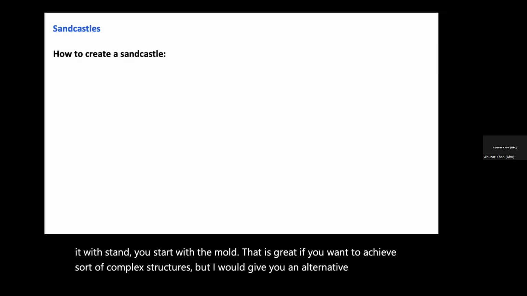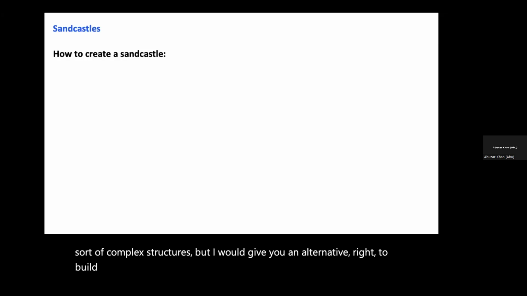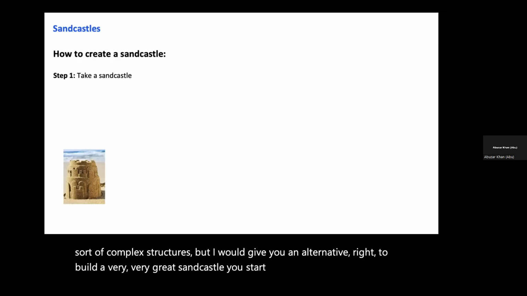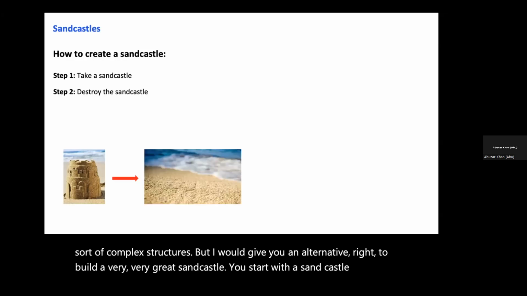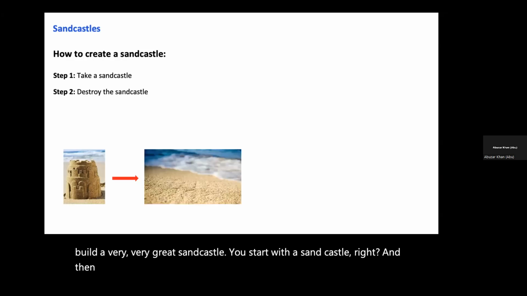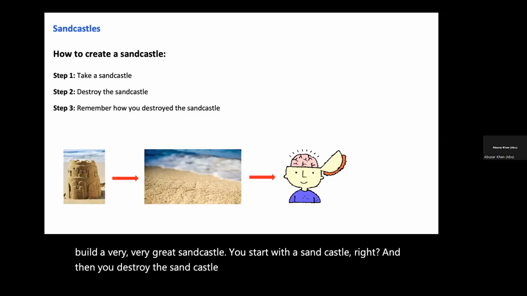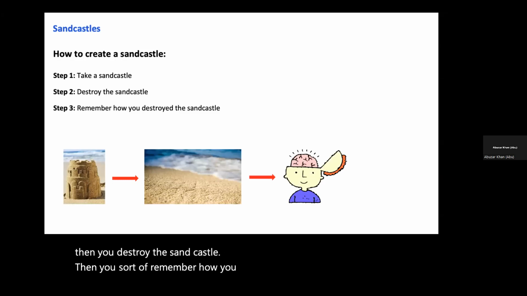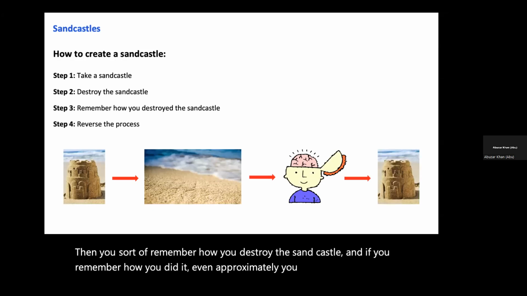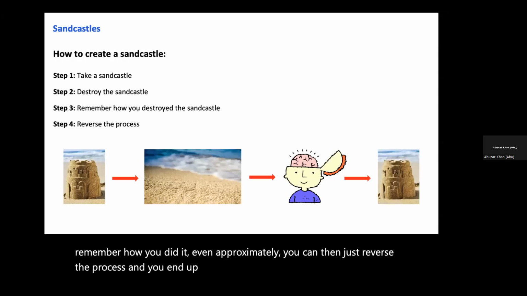To build a very, very great sandcastle, you start with a sandcastle, right? And then you destroy the sandcastle. Then you remember how you destroyed the sandcastle. And if you remember how you did it, even approximately, you can then just reverse the process and you end up back at your sandcastle.